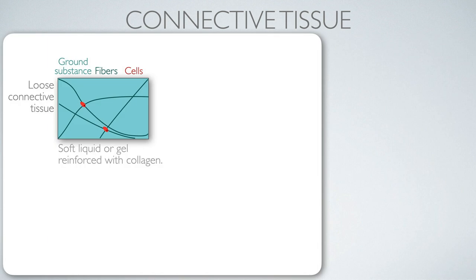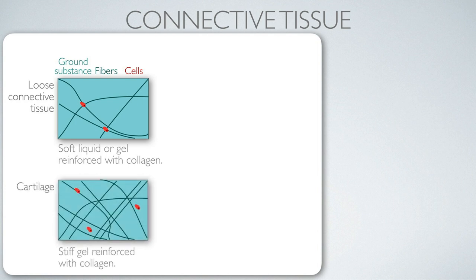So for example, here we have a schematic of the loose connective tissue that I just described. And what we see is that there's a ground substance and fibers. Now recall that the ground substance and fibers together you call the matrix. And that matrix is maintained by the cells, which are highlighted in red. Now in the case of loose connective tissue, the ground substance is like a gel that's reinforced with collagen fibers. And we consider cartilage. You can just imagine more reinforcement, more collagen fibers.